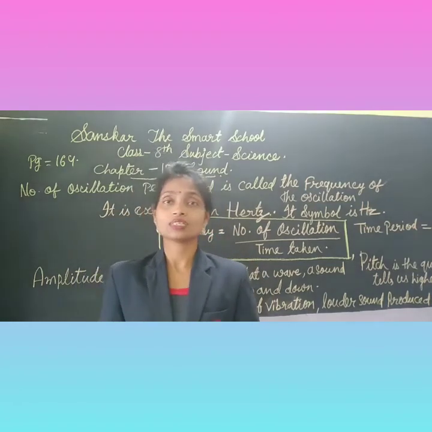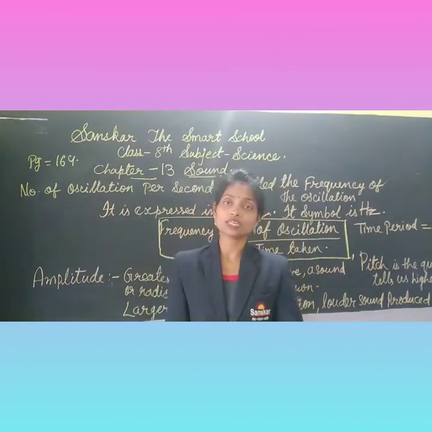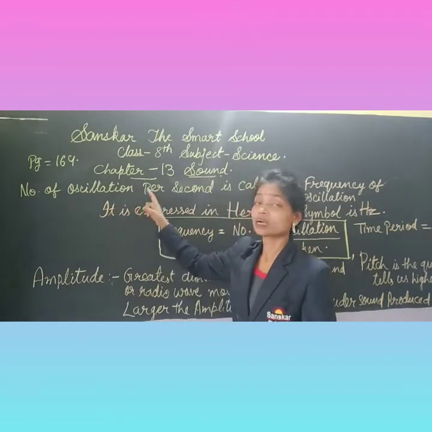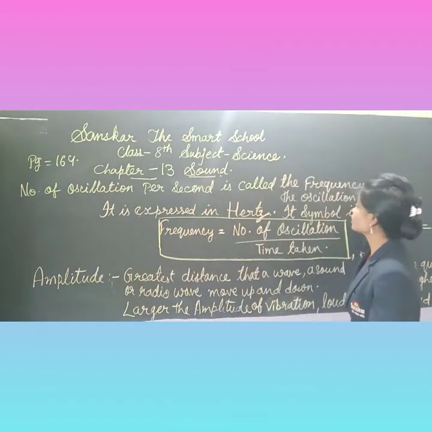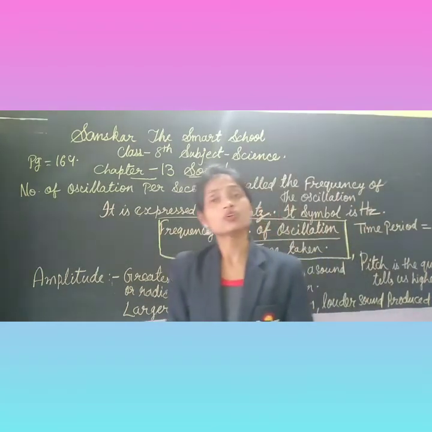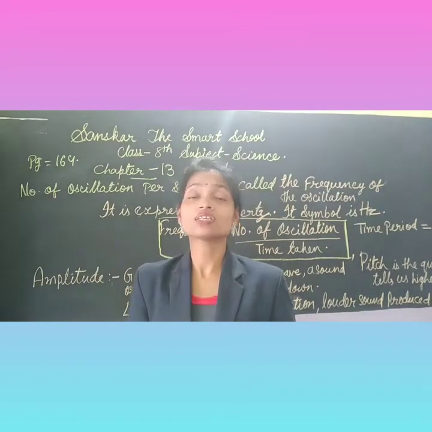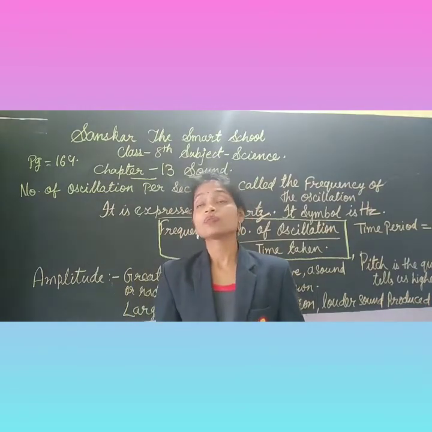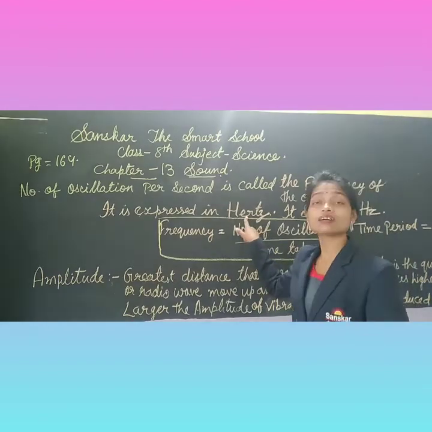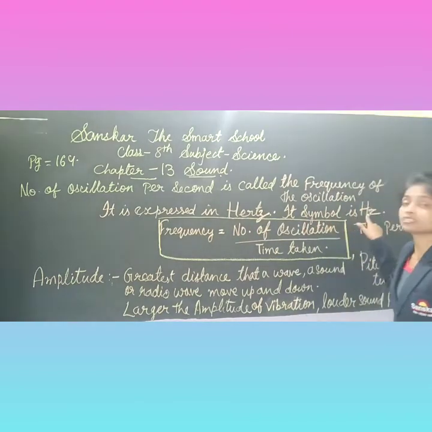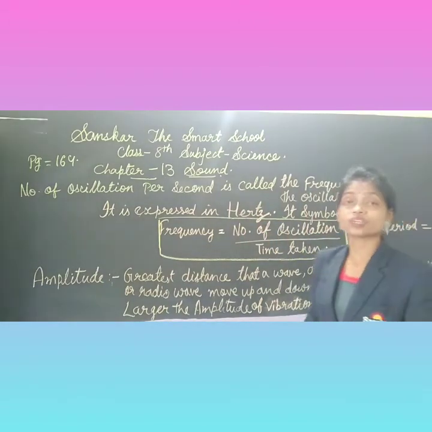Next one is frequency. What is frequency? The number of oscillations completed by an object per second, means in 1 second, is called the frequency of the oscillation done by that body. It can be expressed in the unit hertz, and its symbol is Hz. What is its symbol? Hz, that is known as hertz.